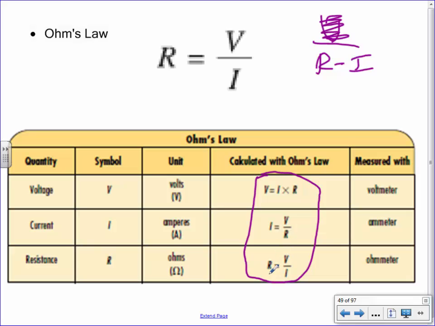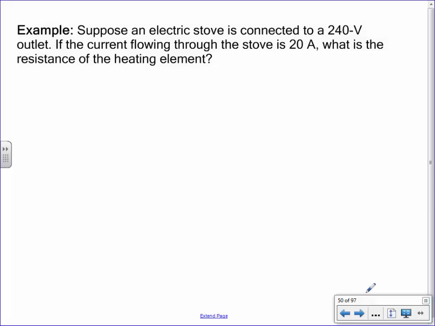So the last thing we're going to do then is we're going to do a couple of math equations, basically. So let's try one here. Let's say that you connect your electric stove, which is 240 volts, and you use an element which is 20 amps. My question is, how much resistance was there slowing it down?